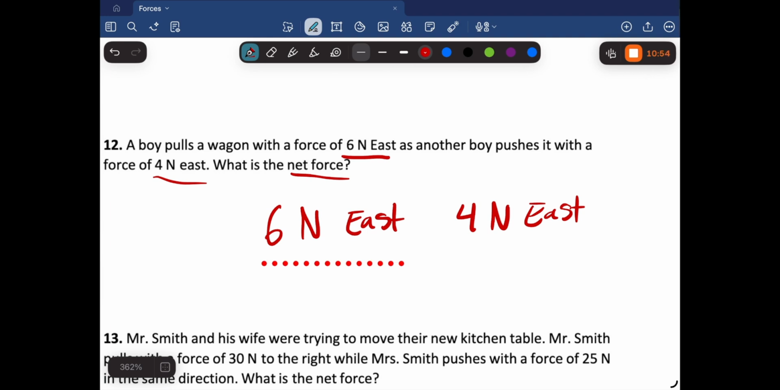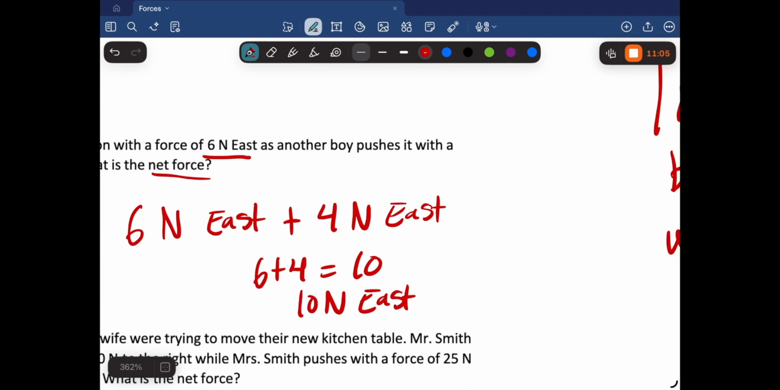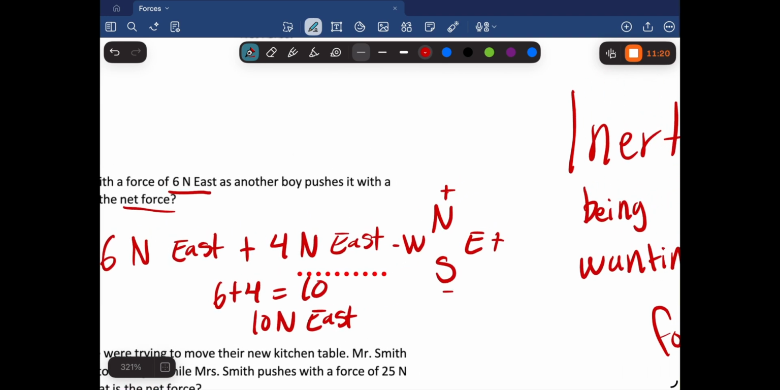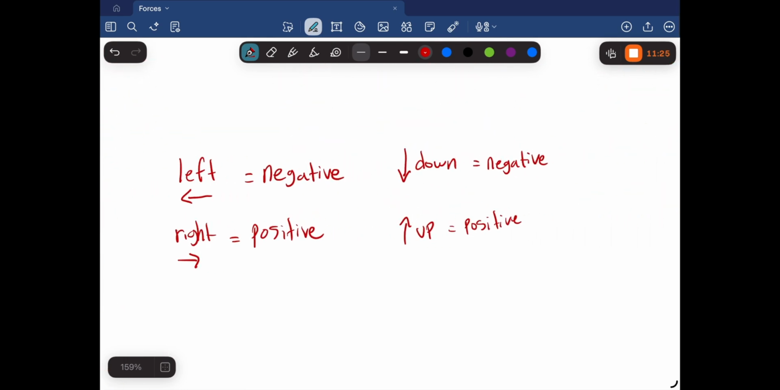So if they're both going in the same direction, we add them. 6 plus 4 equals 10. So this is 10 newtons east. Now we know a compass. We have north, south, east, and west. Okay? East is positive, north is positive, south is negative, west is negative. Okay? This is just a fancier version of me saying this.